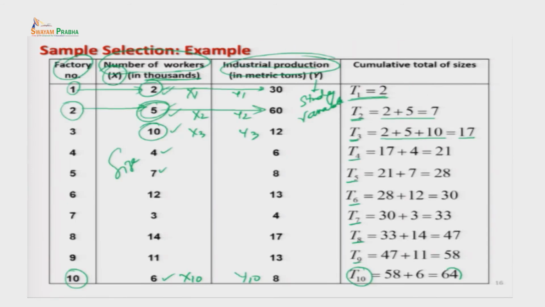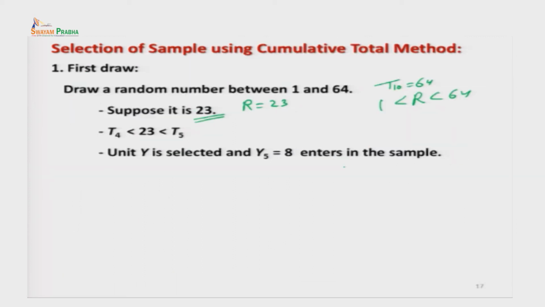Now, you have to see where this 23 is lying. So, we come back to our total, this is the fourth column. You can see here your number is 23, and 23 is lying somewhere here, between T4 and T5, right. So, what will happen? This fifth unit, this is T5, will be selected. Now, the question is, fifth unit means what? X5 or Y5? Y5, Y5 will be selected.